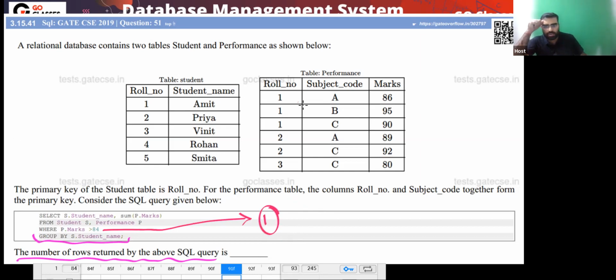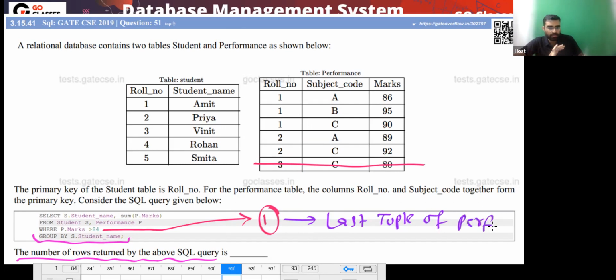So first you can remove those. P marks must be greater than 84, so you can remove this last tuple of P. That's it. The last tuple of performance is gone.